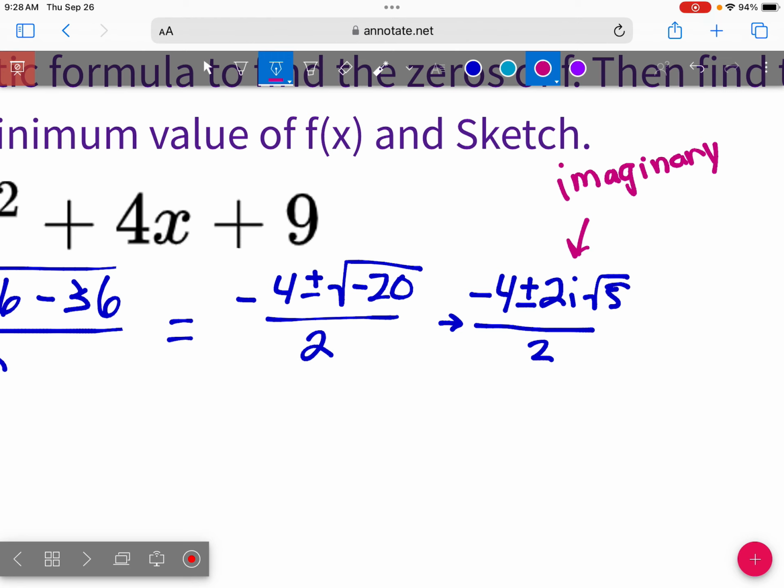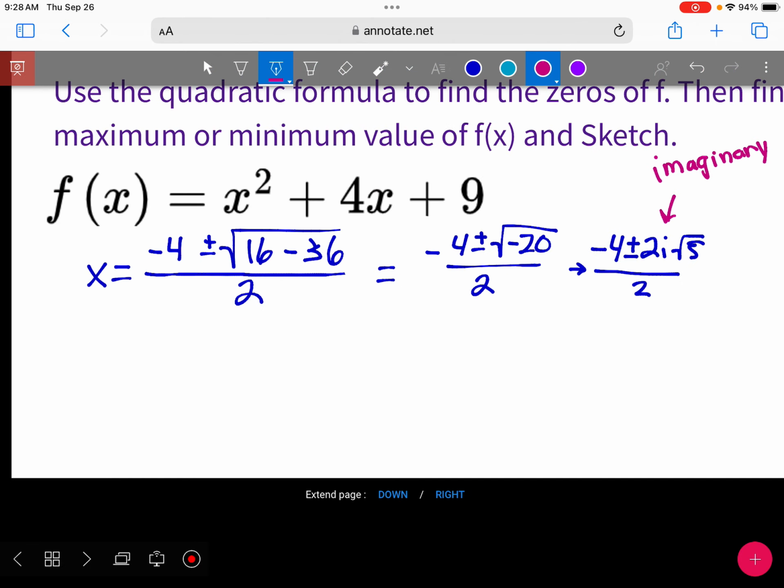It doesn't. Does it? We imagine that it does, but it doesn't actually cross it. That's what an imaginary root means, is there's no real roots. Good.